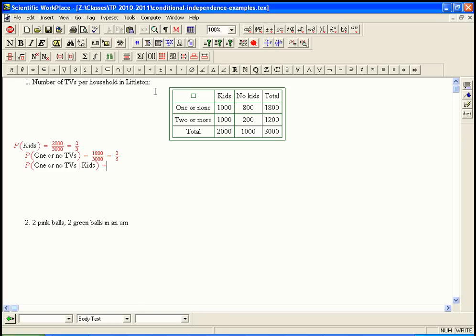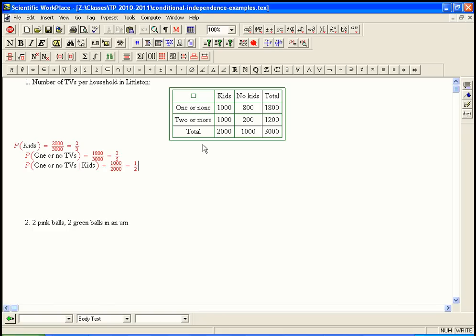So remember what you do there. One way to do it, a good way to do it here, is that means we're only looking at this column, and that's our total right now. Out of the households that have kids, what's the probability? Okay, that's 1,000 over 2,000. So 1/2 of the households with kids have one or no TVs.